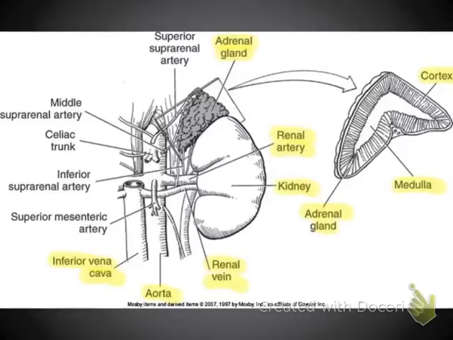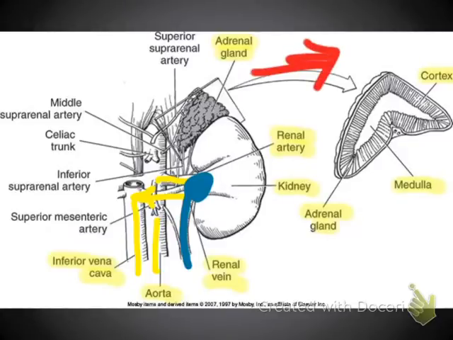And so we have the aorta here, the inferior vena cava here, and the renal artery coming in and the renal vein leaving. We also have the ureter coming down here, the renal pelvis existing here. But the real reason for this diagram is we want to focus on this image over here, which is the adrenal gland.